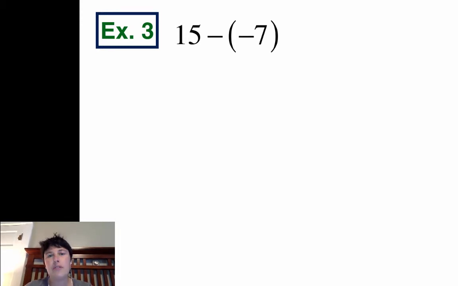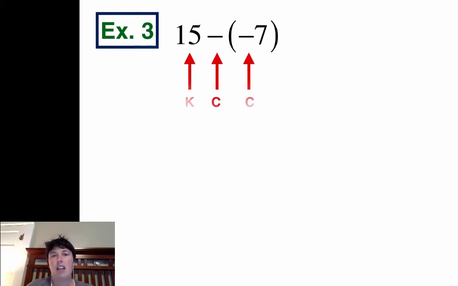We're going to do 15 take away negative 7. I don't really want to draw 15 of those little red and yellow chips. That seems like a lot. So let's just go straight to being like, okay, I see a takeaway. I'm going to do KCC. So keep, change, change. I'm going to draw some arrows.